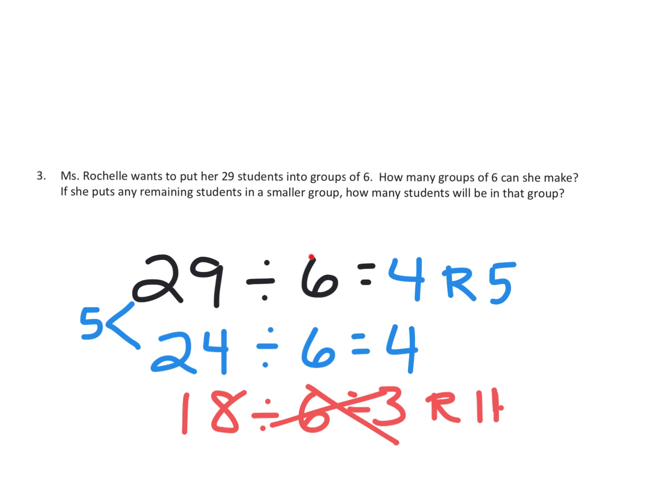So for this one, each group of 6 will have 4 students, but I'll have 5 left over. I have to decide what to do with those 5. Am I going to make an extra group with them? Am I going to split them up and make these groups a little bit bigger and have a couple groups of 5 and a couple groups of 4? You've got a couple options, but the answer, the quotient, is 4 with 5 students remaining.